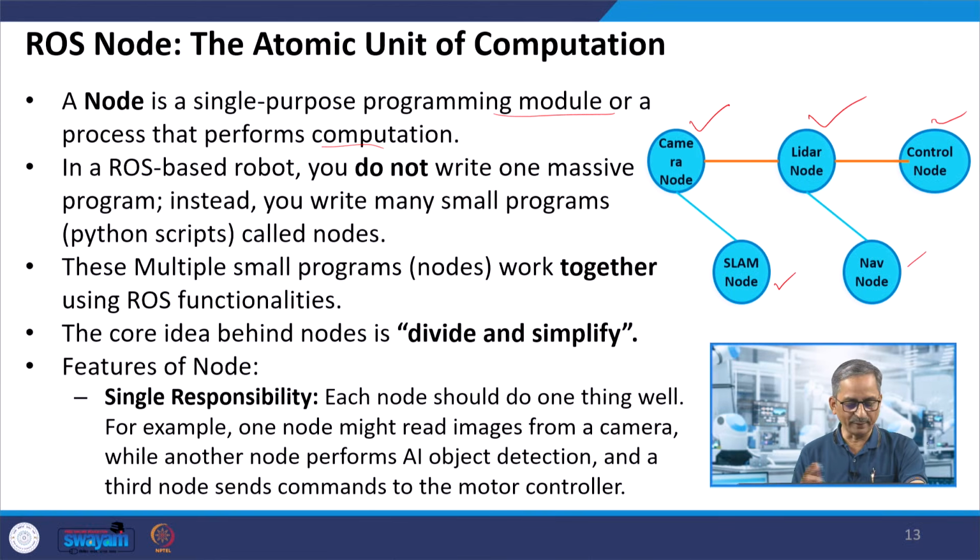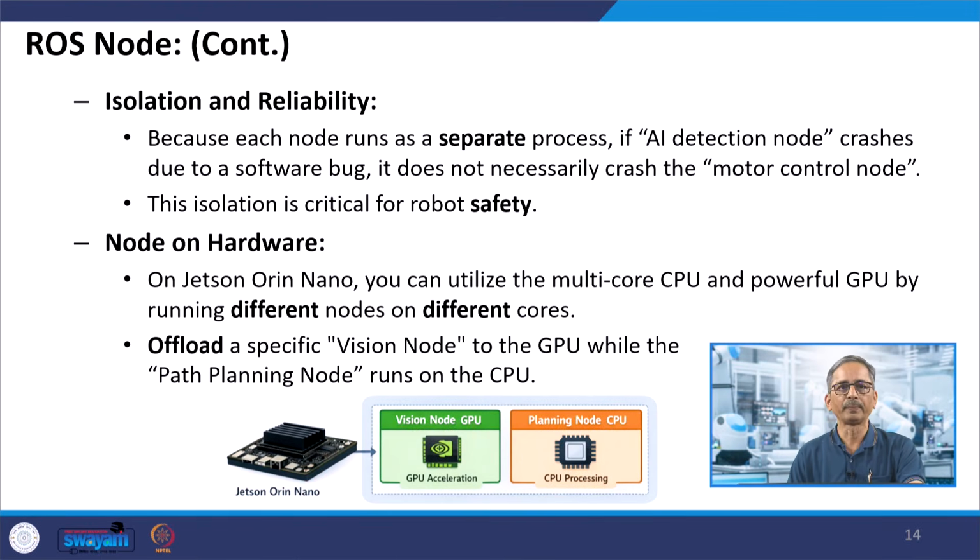Okay. So, the features of a node are a single responsibility for a particular node, and then you have isolation and reliability, because each node runs as a separate process. So, if say the AI detection node crashes due to a software bug or other things, say the motor control node is not going to be affected by it. Okay. So, that is there.